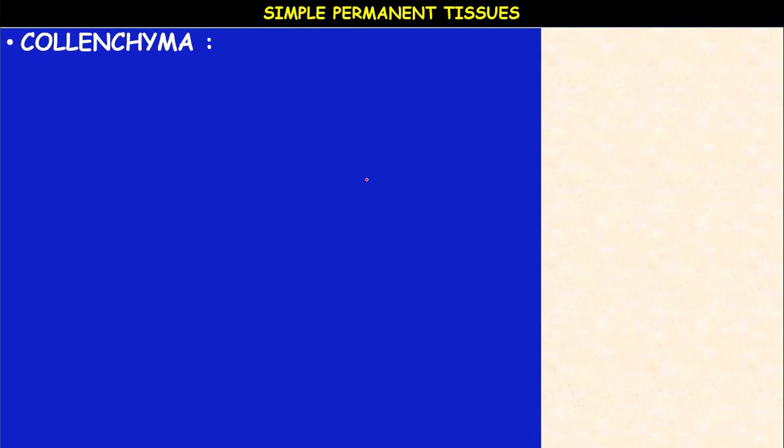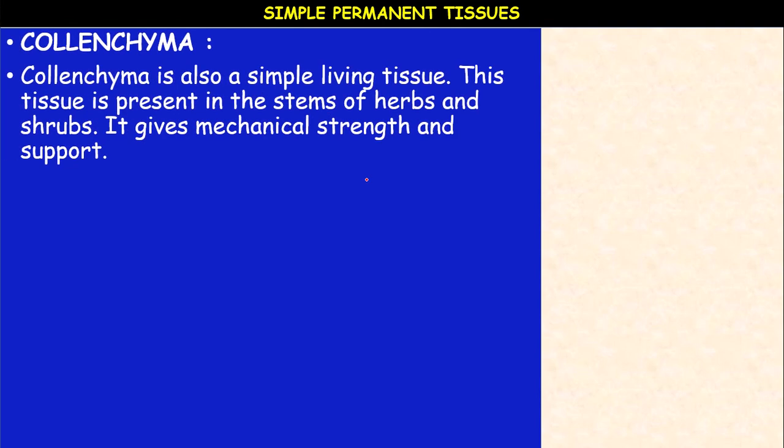collenchyma. What is collenchyma? Collenchyma is also a simple living tissue just like parenchyma. This tissue is present in the stems of herbs and shrubs. It gives mechanical strength and support. Collenchyma is a mechanical tissue. In which plants is it present? This collenchyma is present in the stems of herbs and shrubs.